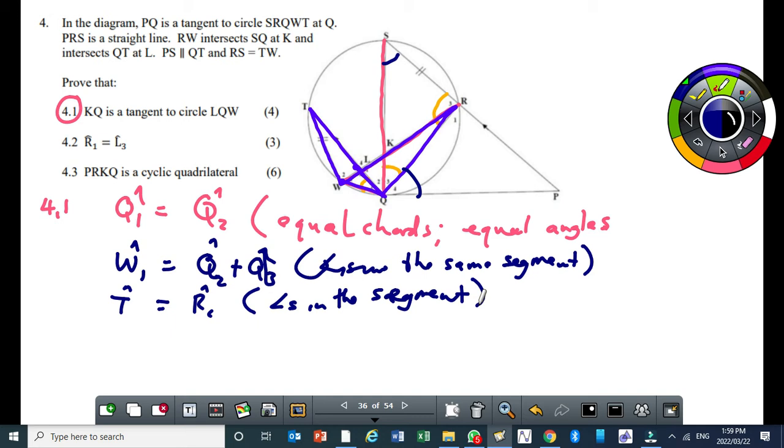Okay, angles in the same segment. Right? Now if you look at triangle, let's say triangle TWQ, I know this angle, I know that angle, plus this whole angle here. They give me 180 degrees. Okay?